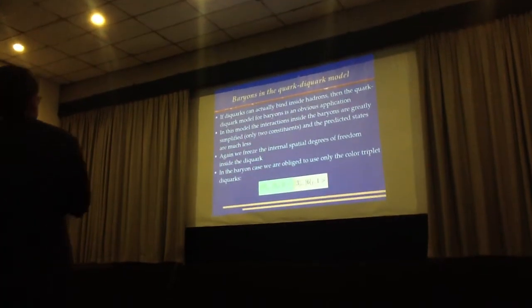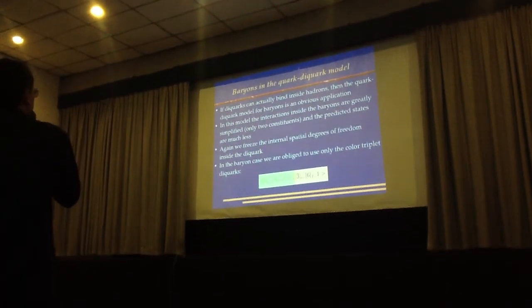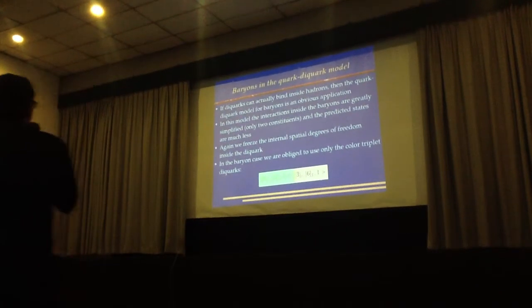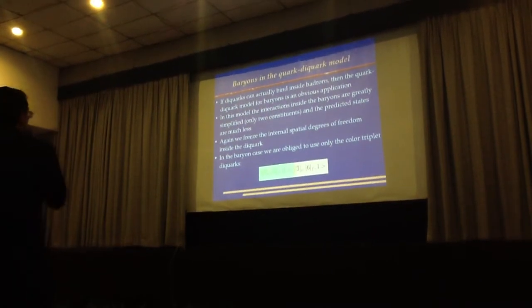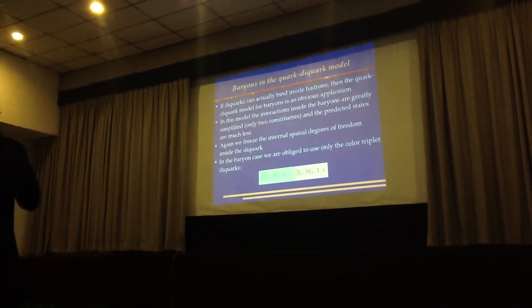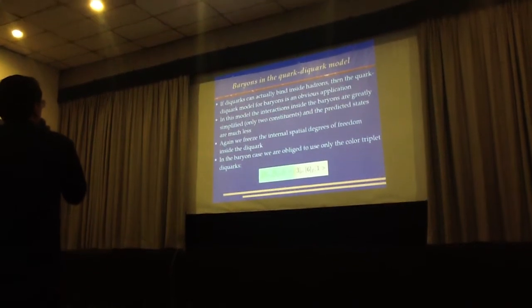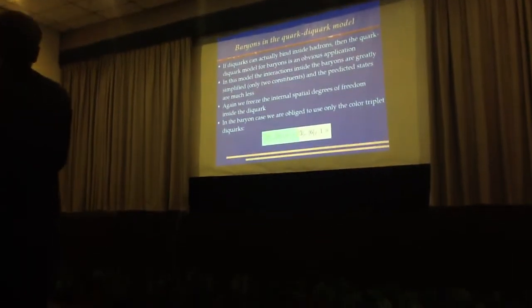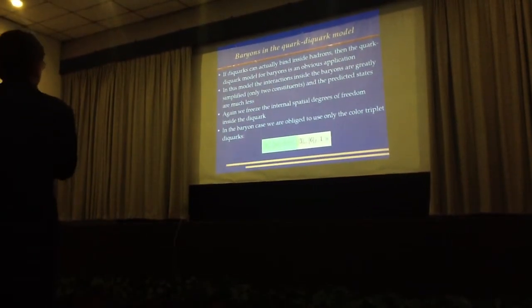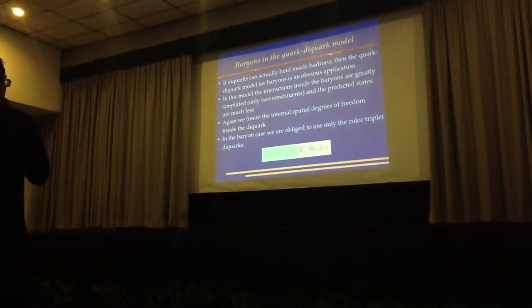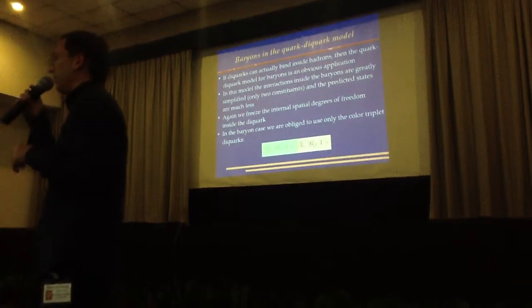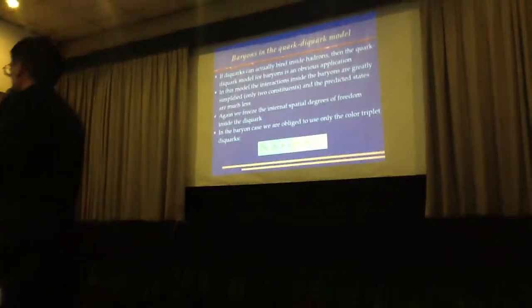Then I can start to speak of the baryons. So the baryons are another obvious application of the dipole. In the quark dipole model, the interactions inside the baryons are simplified, and the predicted states are much fewer. This could be a partial solution to the missing resonances problem.